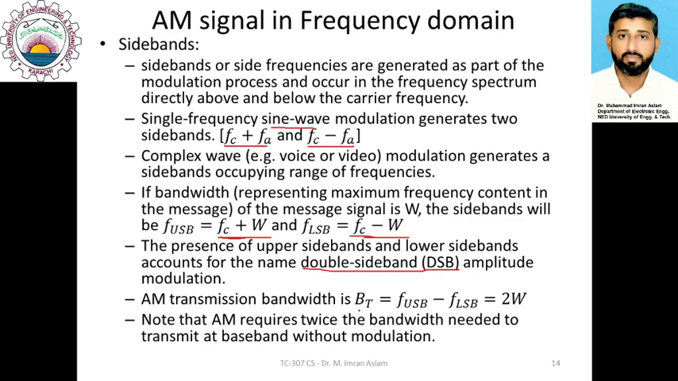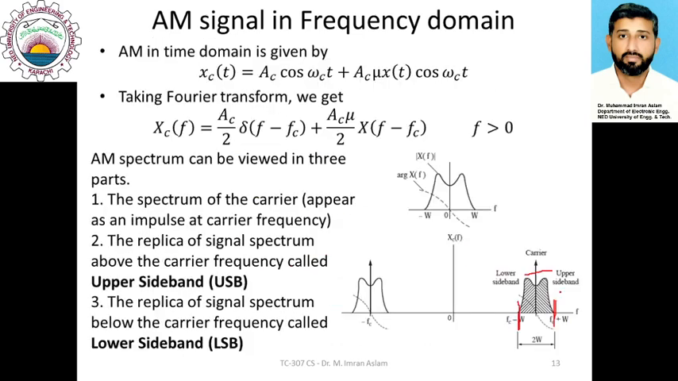If we want to calculate the bandwidth, it will be the frequency of the upper sideband minus the minimum value of the lower sideband. If we subtract these two, we will see that this bandwidth comes out to be 2W. So this entire bandwidth is 2W. Compare this with the unmodulated signal. The unmodulated signal had a bandwidth up to W, but the modulated signal requires a bandwidth which is 2W.